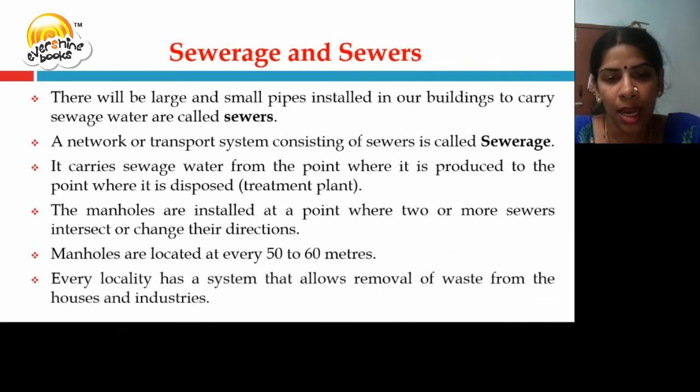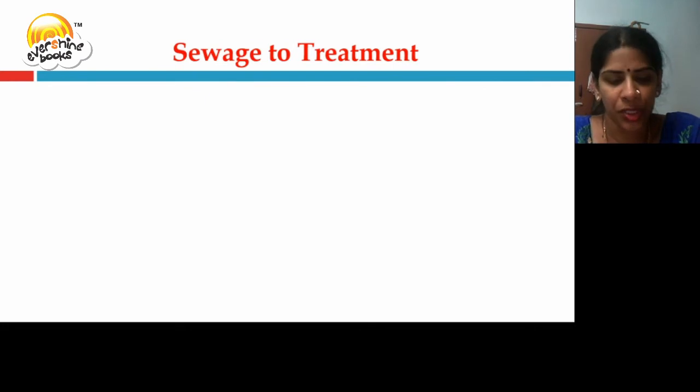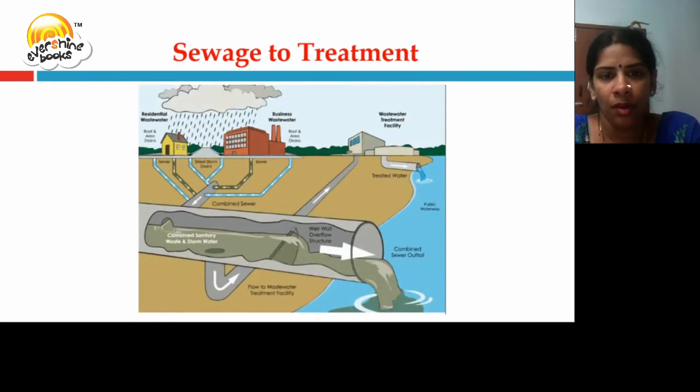Every locality has a system that allows removal of waste from the houses and industries. Sewage to treatment. The diagram shows the sewers connecting to a big pipe called the sewerage. It is taken to the wastewater treatment facility for treatment. Then it is safe to release into the river.